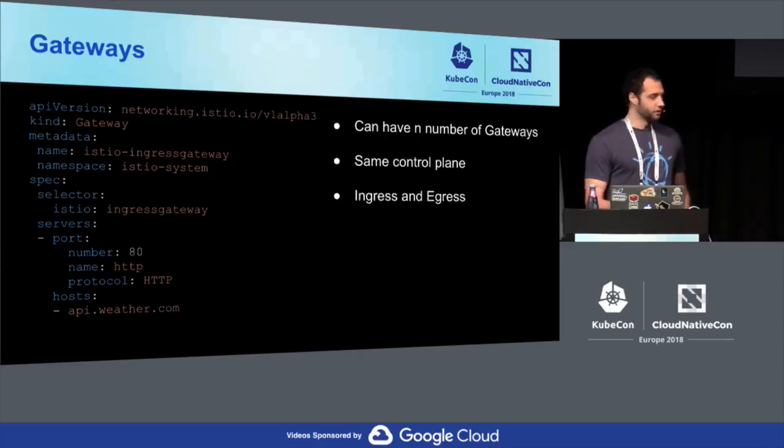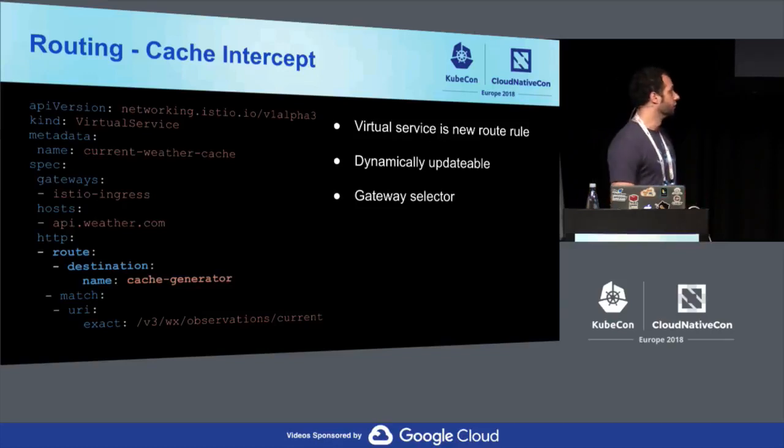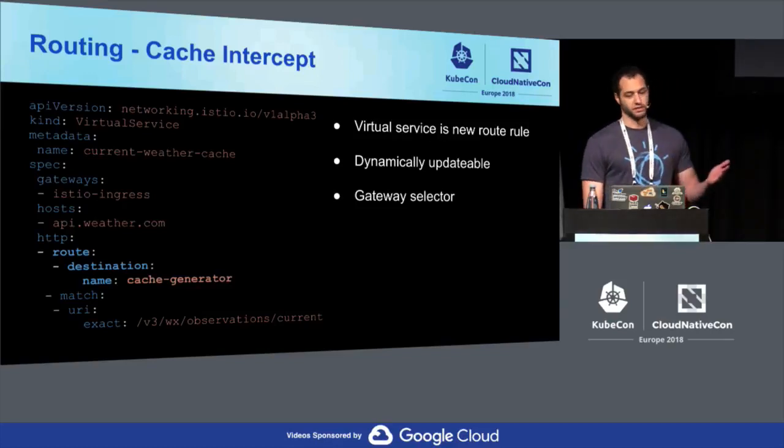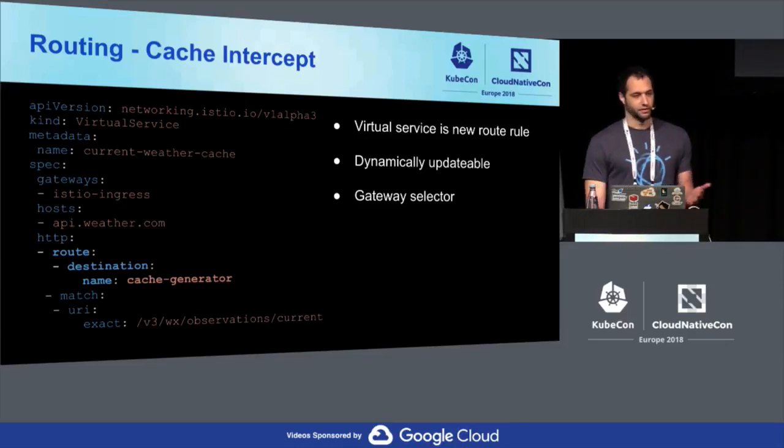And you can also do it in an egress. So the gateways are supported in and out. So the first routing rule that we put in here is the intercept. We've got to intercept it and send it to our cache generator. So we take that v3 WX observations current and we steal it and we send it to the cache generator.